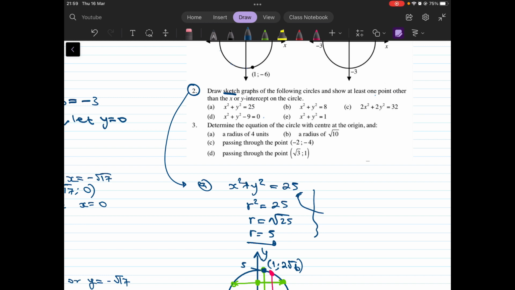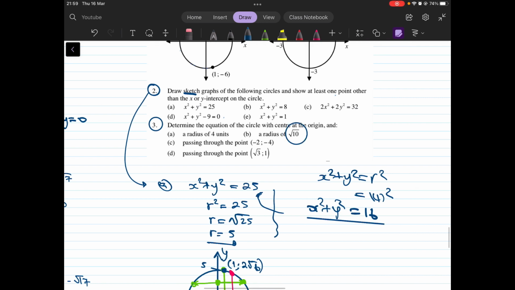Okay, and number 3, what's happening? We're going to determine the equation of a circle with center at the origin, and we are given the radius. So if you are given the radius and the center is at the origin, this is your standard form. When you're given the radius, you just need to plug in the radius there. So you have 16. That means your equation is x squared plus y squared equals 16. We're done. No need to be worried.